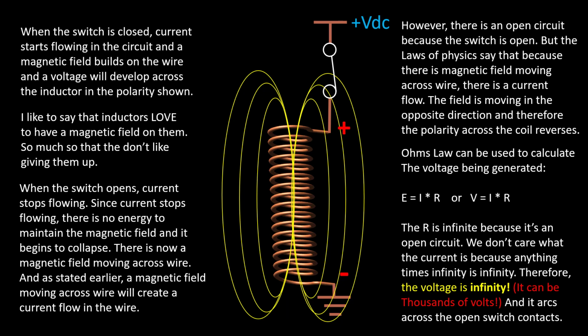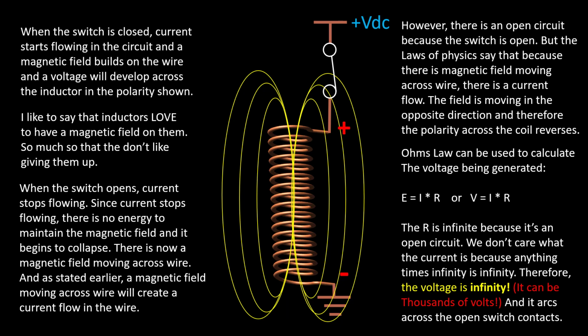Well, the resistance is infinite. It's an open circuit. So E is equal to I times infinity. Well, it doesn't really matter what the current is because anything times infinity is going to be infinity. Which means that when that switch opens, the field is going to collapse, the polarity is going to reverse, the voltage is going to go to the ceiling to try to maintain that field.